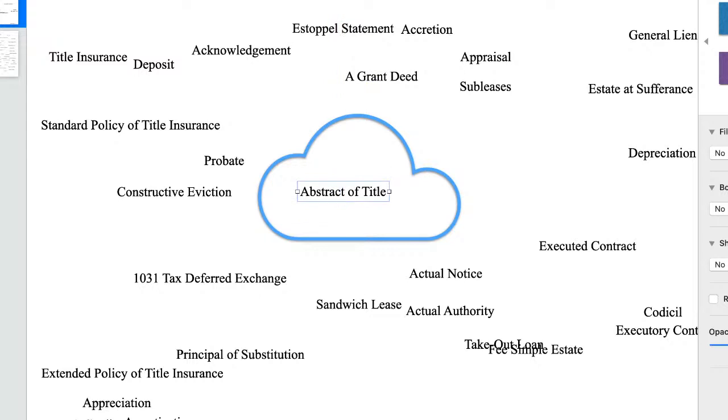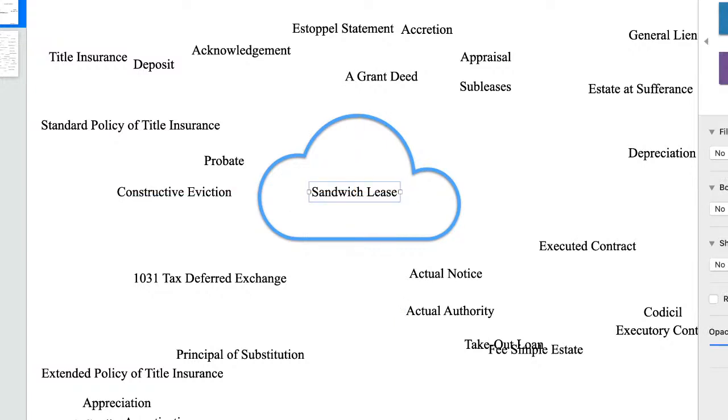Abstract of title. What's that? What's an abstract of title? Abstract of title would be a summary of the title, a summary of the history of ownership of the property. Good. Let's get rid of that one.